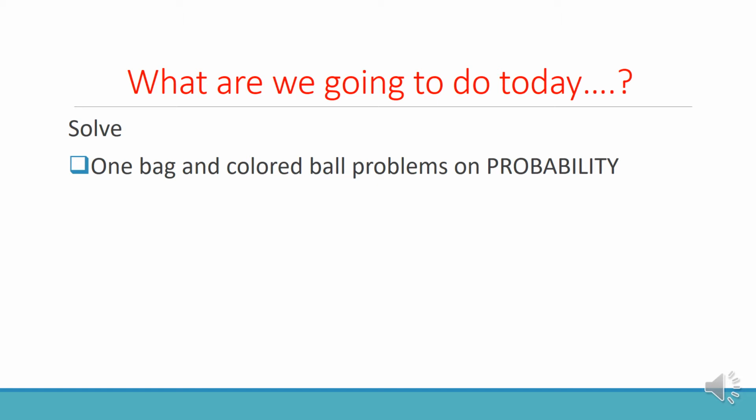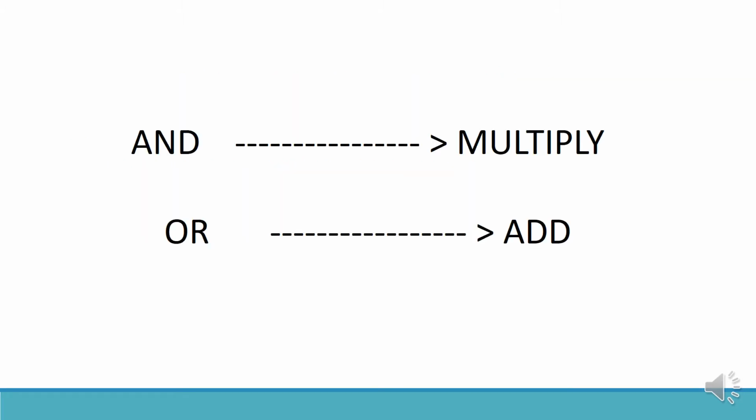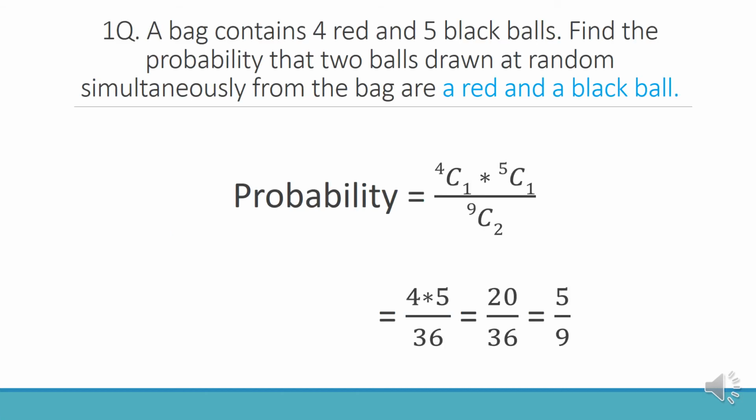So today we are going to solve one bag and colored ball problems on probability. In the ball and bag problems, we have to multiply wherever we find "and", and we have to add wherever we find "or". Here is the first question.